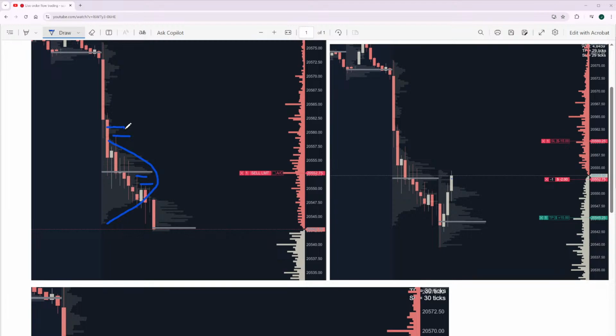And we also see a small volume node poking out right here, and we see some here obviously, and then again up here in the open. Right, so basically what you can see is that these volume nodes typically hold as some form of support. I mean, not always, but many times they do.